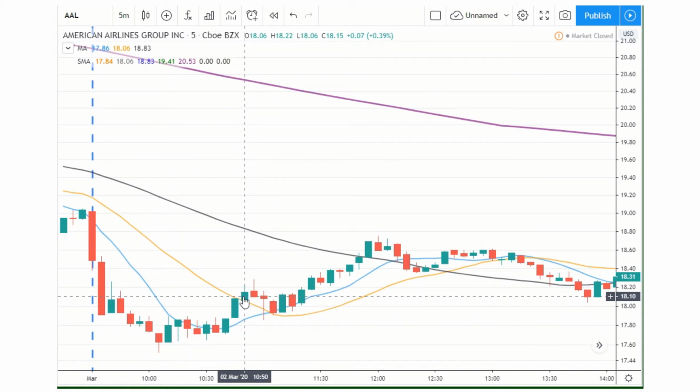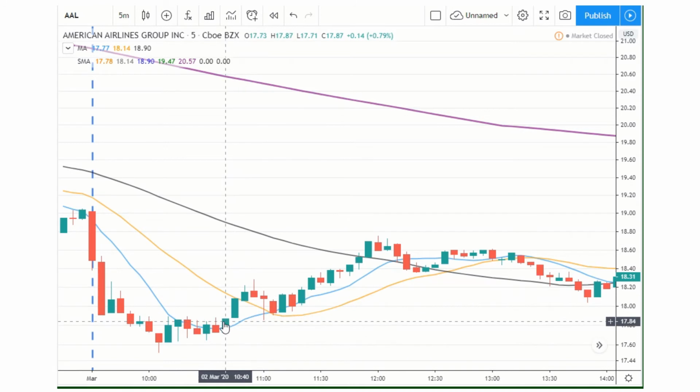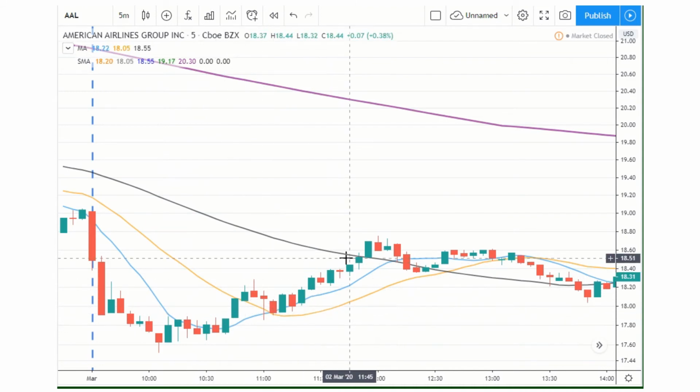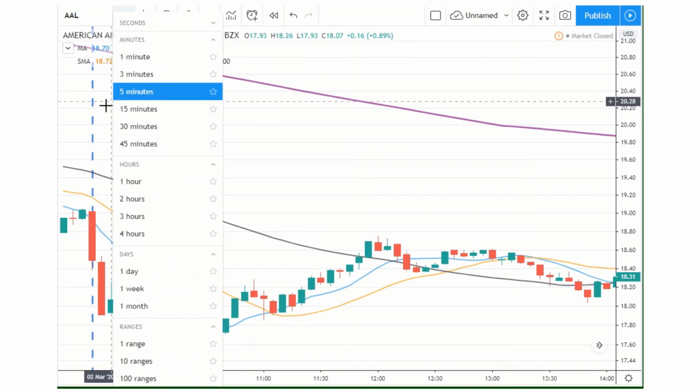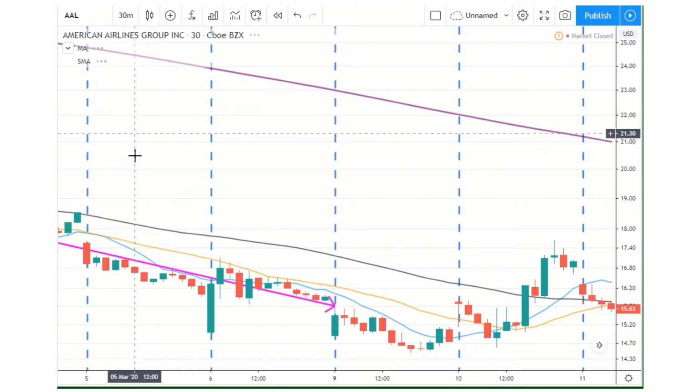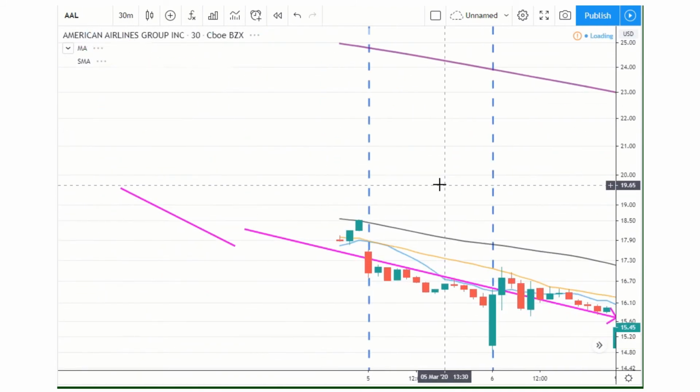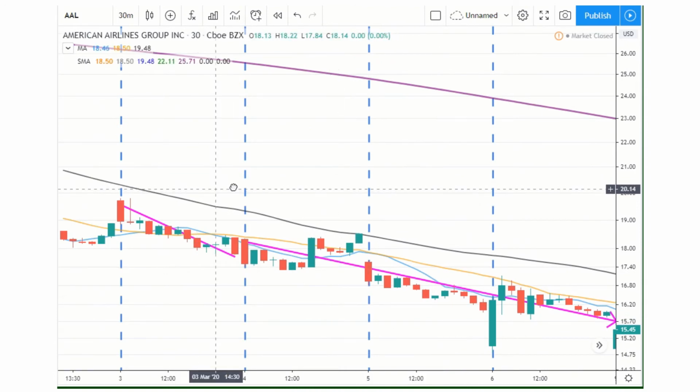and usually what I notice is that in a falling stock, if you see a certain amount of green candles going up, you're bound to see the stock coming back down. But to me, it's more noticeable in the 30-minute time frame. So if we go back to the 30-minute time frame, let's look at March the 2nd.